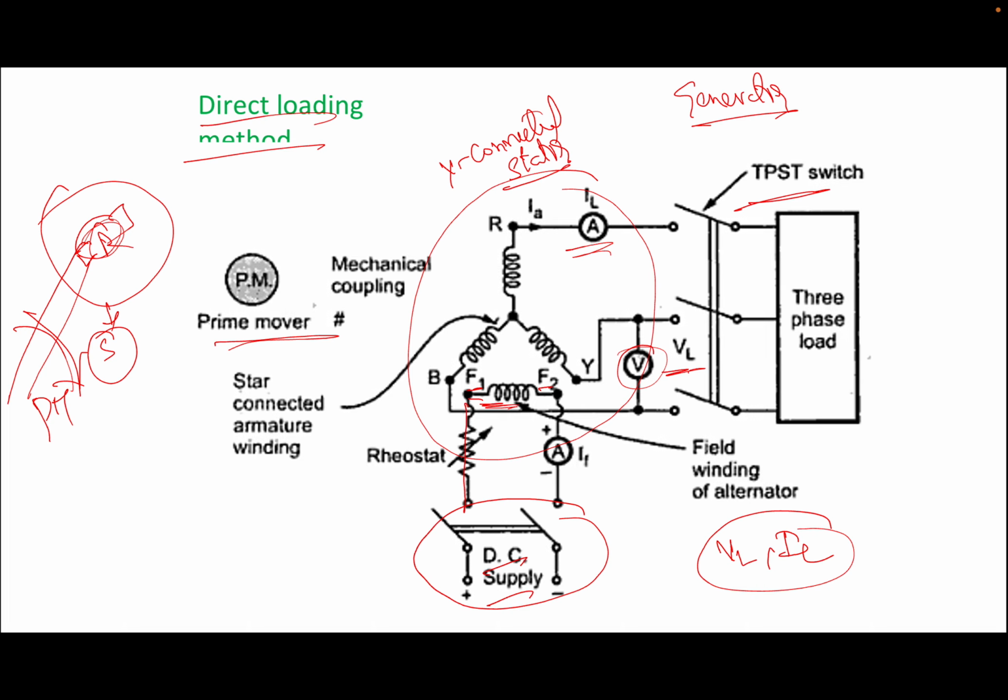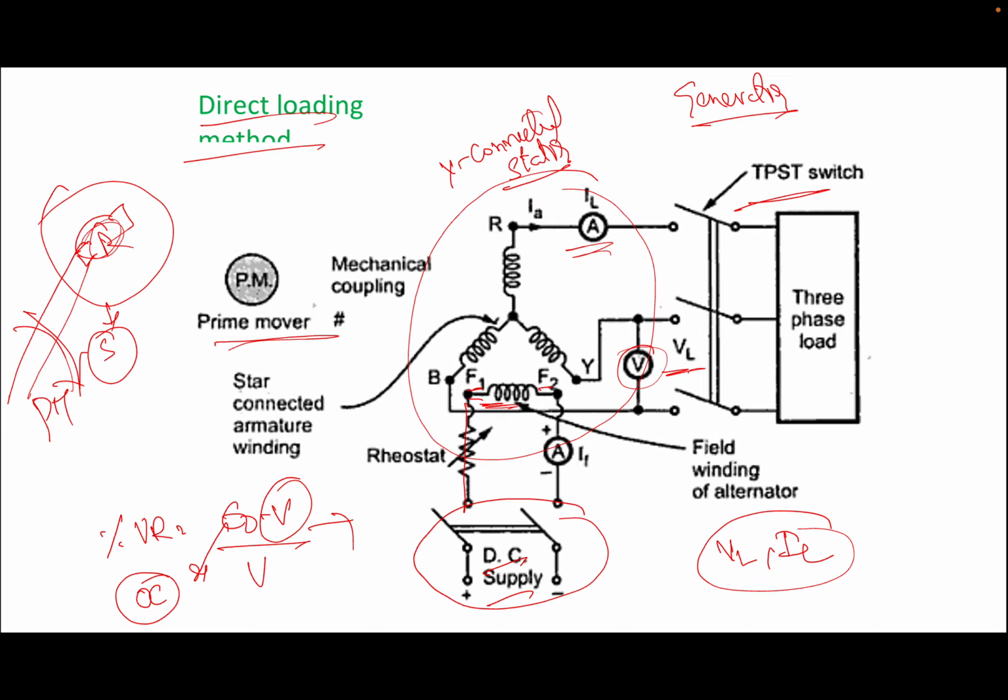Now what are we most bothered about here? We want to find out the percentage voltage regulation, that is (E0 minus V) by V. E0 can be obtained by connecting the open circuit conditions, and coming to V, when I close this TPS switch, I can take the readings here.